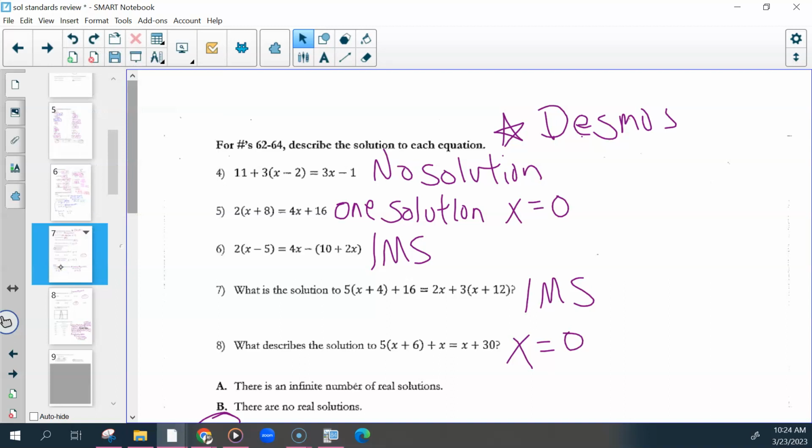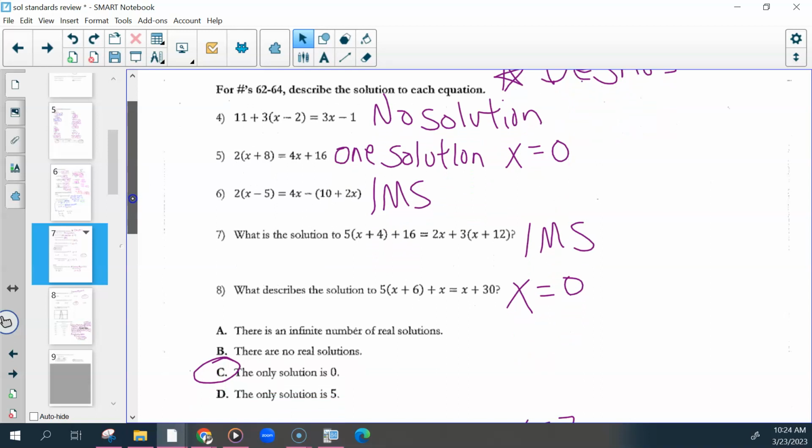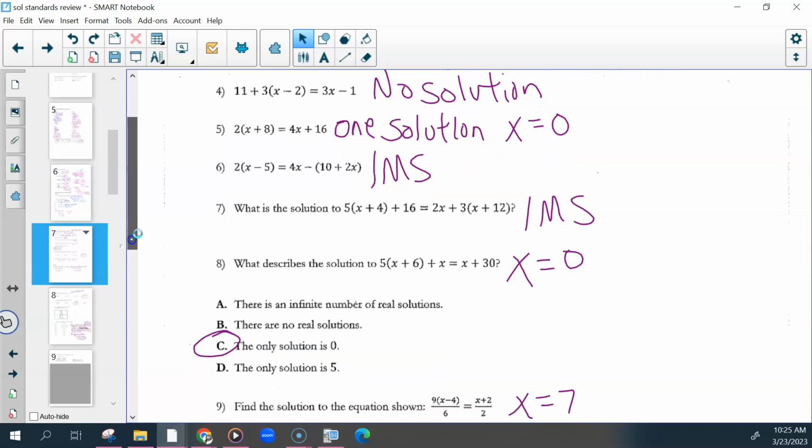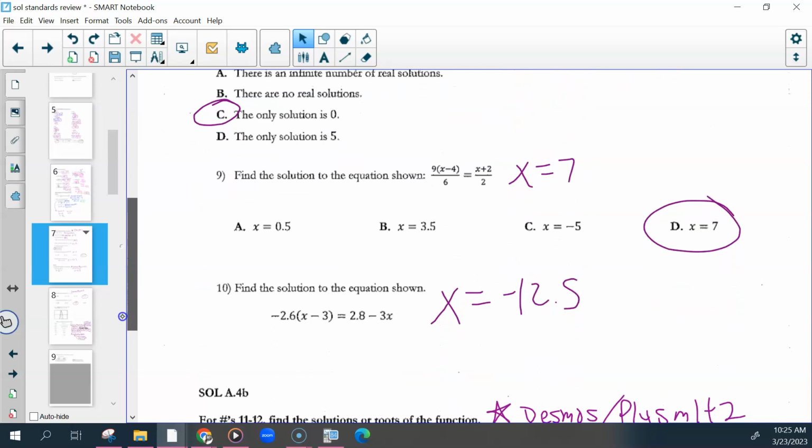Number 4 was no solution. 5 was one solution, and that solution was x equals 0. You can write either or, it doesn't matter. 6 was infinitely many, so was 7. 8 was C, x equals 0. Nine was D, x equals 7. 10 was negative 12.5.